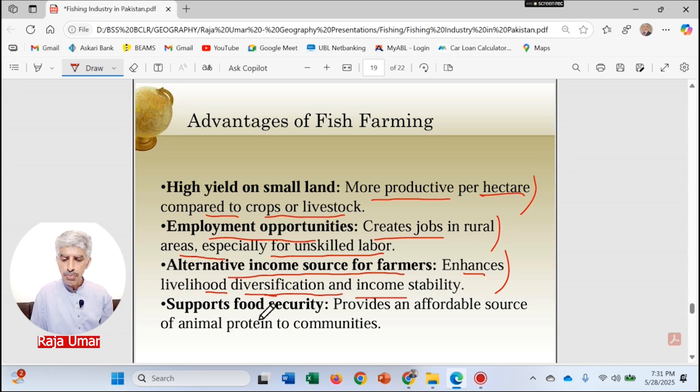So it supports food security. If we are growing sufficient fish through fish farming, we will have another very important source of producing food for the people, leading to food security in the country. It provides an affordable source of animal protein to the communities. So we might be providing another form of food to the people, that might be leading to food security.